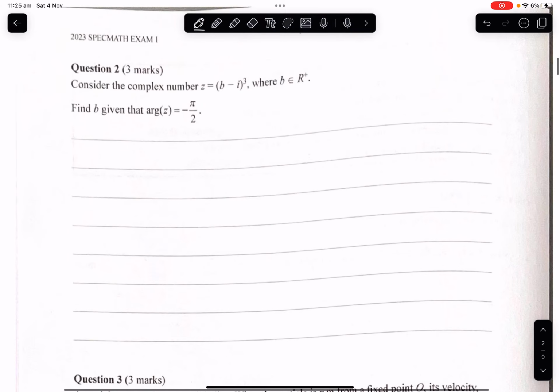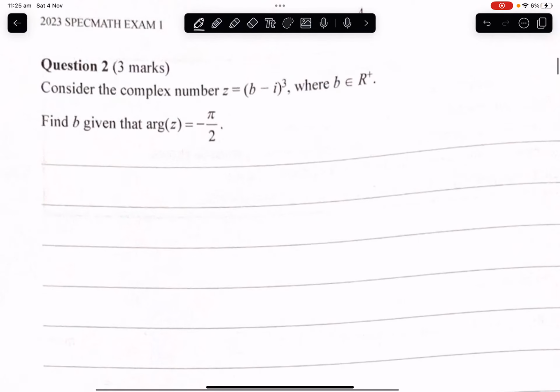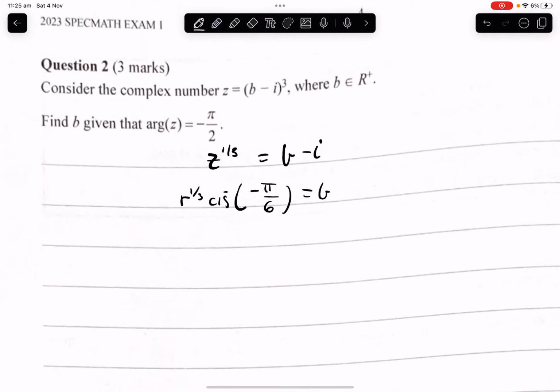Consider the complex number z is equal to b minus i cubed, where b is an element of the positive reals. Find b, given that arg z is negative pi on 2. So you're probably going to want to work in polar form here, but you might just say z to the power of 1/3 is equal to b minus i, and that means r to the 1/3 is 6, and then you know that theta is negative pi on 2, so negative pi on 2 times by 1/3 is negative pi on 6. That's equal to b minus i.